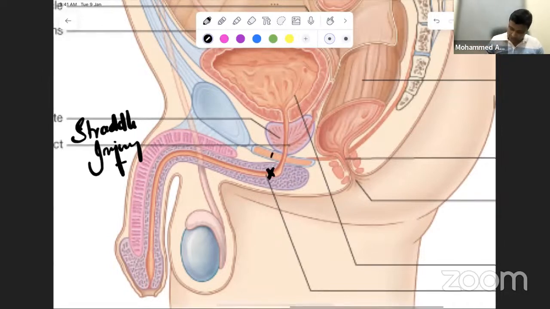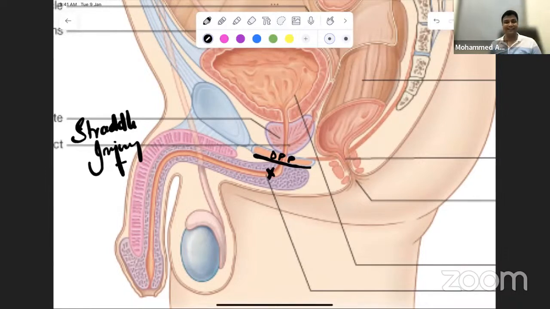It cannot go into the deep perineal pouch. It will be going into the superficial perineal pouch. Why can it not go into the deep perineal pouch, sir? Because it is prevented by this membrane. I told you, what is the name of this membrane? Perineal membrane. That word is very commonly used in the exam, sir.